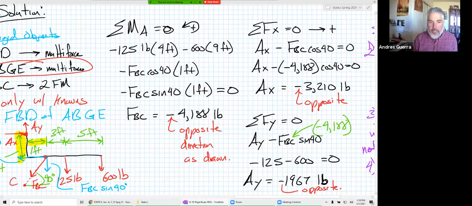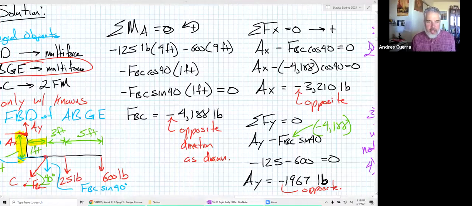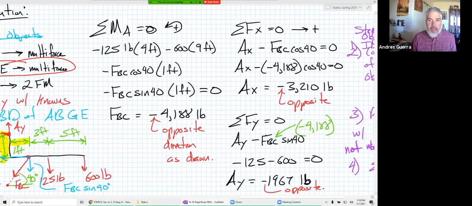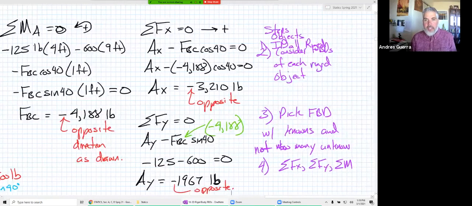I also want to point out here the magnitude of the forces. FBC, there's 4,000 pounds in FBC to support 125 pounds and 600 pounds. So imagine in a real piece of machinery like this, because of those distances out to the 600 pound, we end up carrying much larger forces in those hydraulic cylinders and at those pins than the actual load that we're carrying.